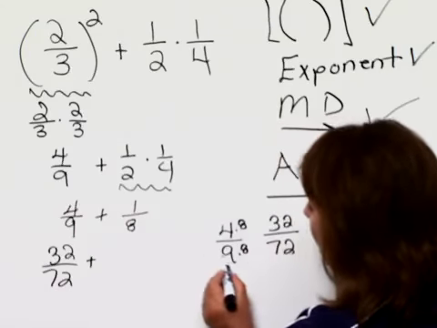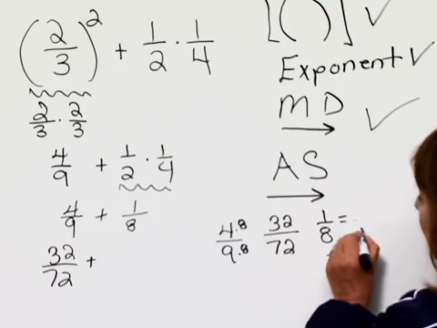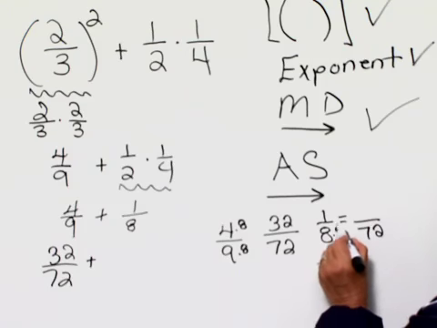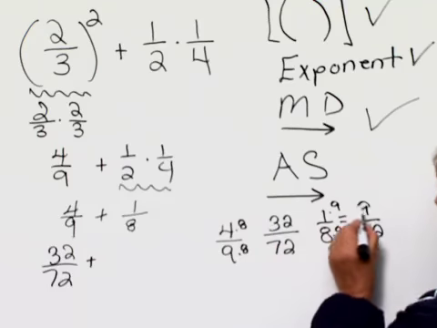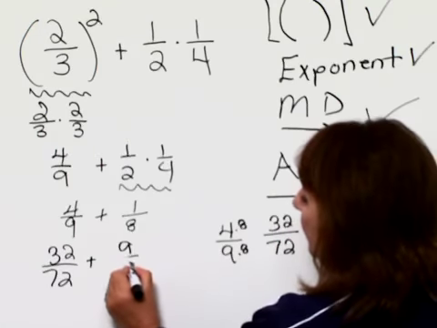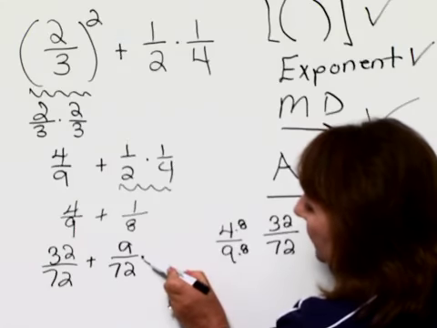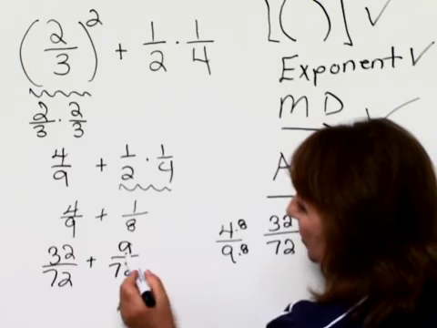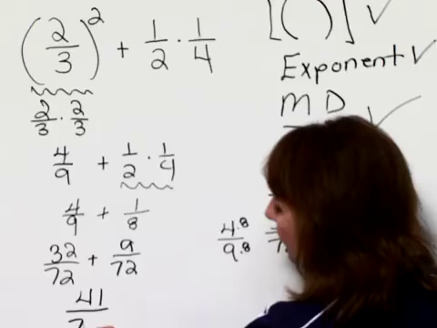Now let's come over here and do the same thing with 1/8. We have 1/8 equals what over 72? Here we multiply 8 by 9, so we multiply 1 by 9, and we get 9 over 72. So our second fraction is 9 over 72. So now we rewrote 1/8 as 9 over 72 and 4/9 as the equivalent fraction 32 over 72. We add these together and we get 41 over 72.